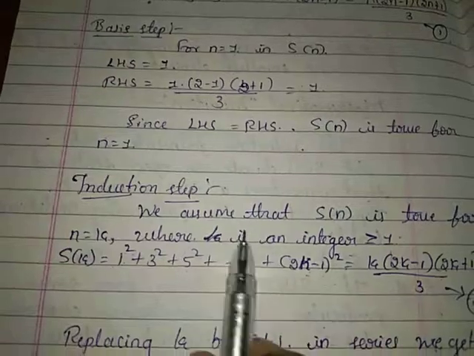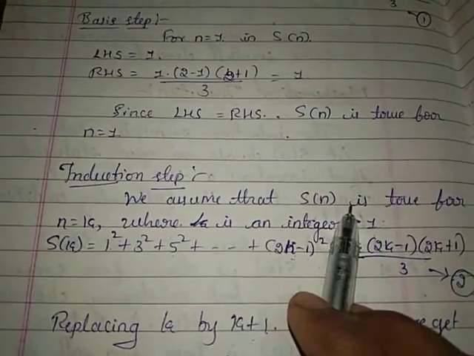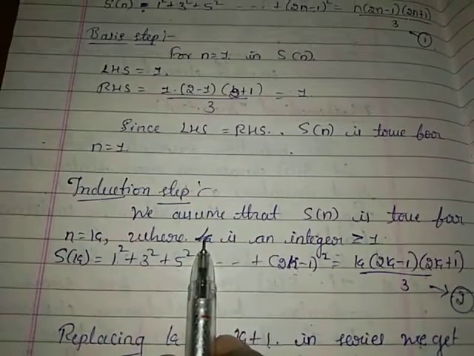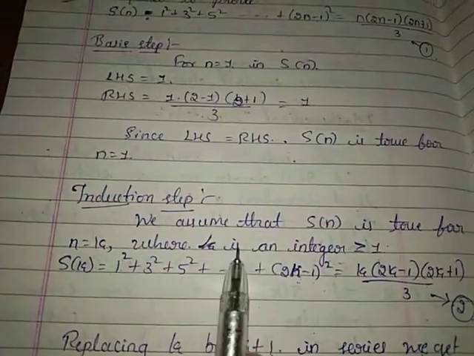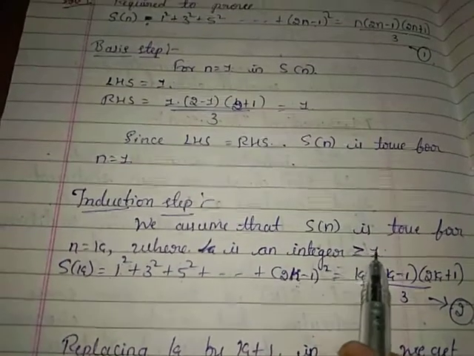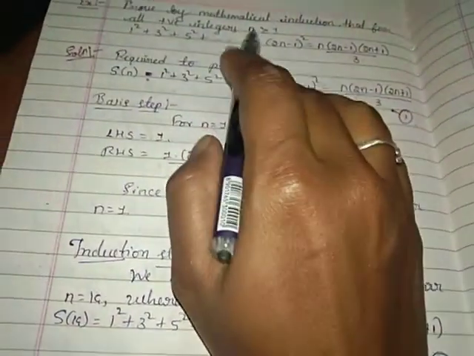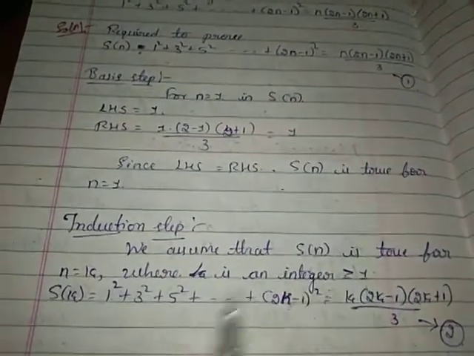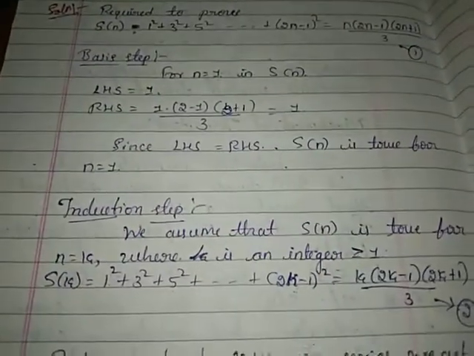Next we move to the induction step, where we have to assume that the given statement is true for n equal to k. And again we make a restriction for k, that is, k is an integer and it is greater than or equal to 1. Whatever the restriction for n, the same restriction is applied to k also. Now we have to consider the given statement in terms of k.